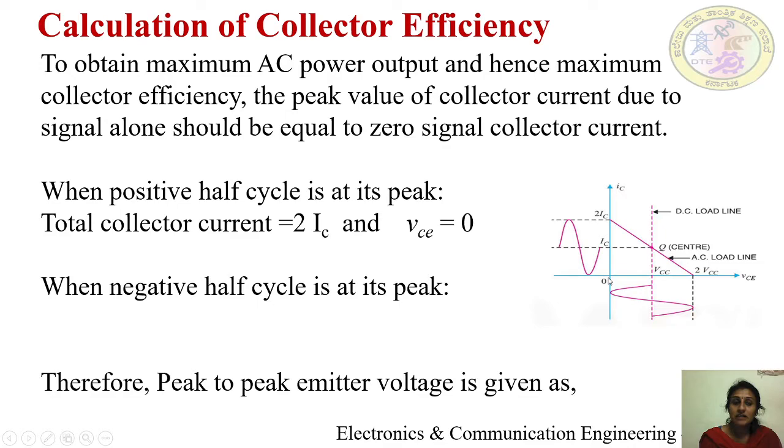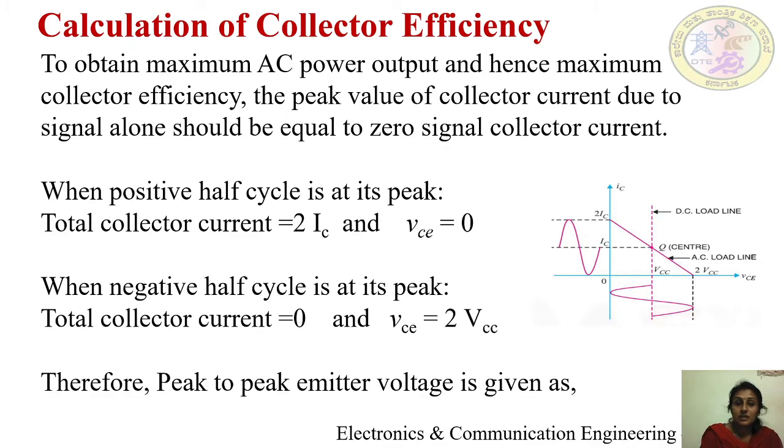Similarly, during the negative half cycle at its peak, the total current is 0 and the maximum voltage measured is 2 VCC. Since the transformer used is an ideal transformer, there is no voltage drop. Hence, at the Q point, the voltage is VCC, that is the total power supply, and the current measured is IC.